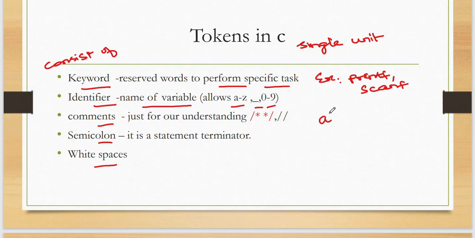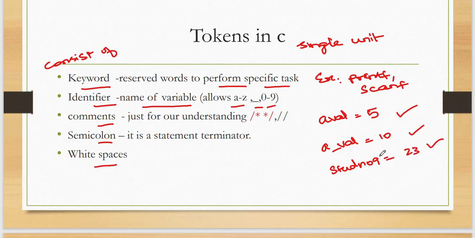For example, aval equal to 5. This is a valid identifier. a_val equal to 10, this is also a valid identifier. And student number 9 equal to 23, this is also a valid identifier.